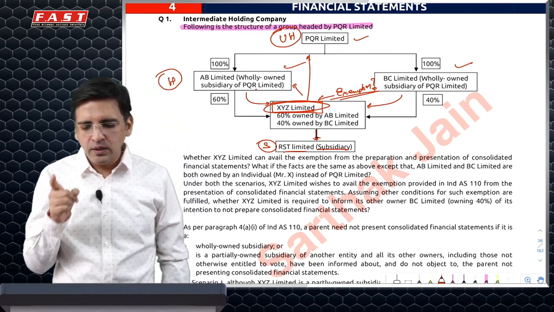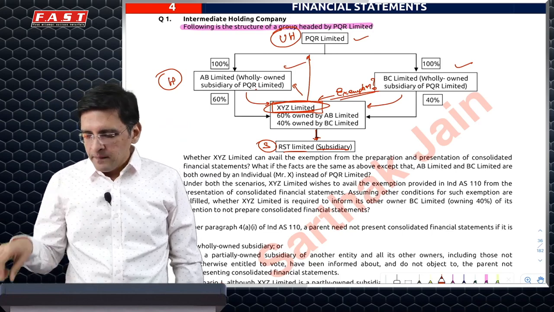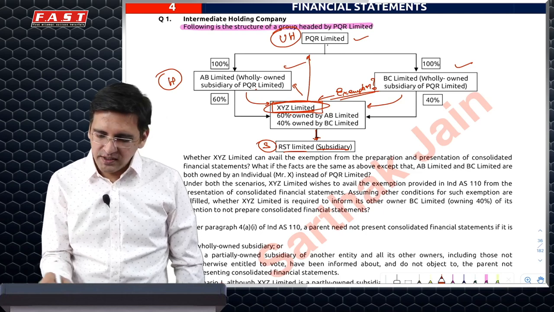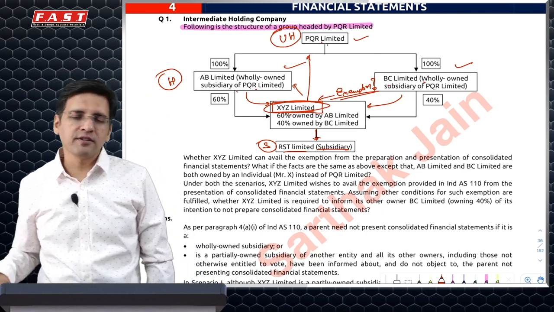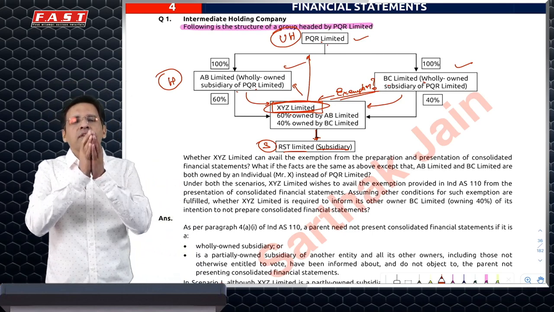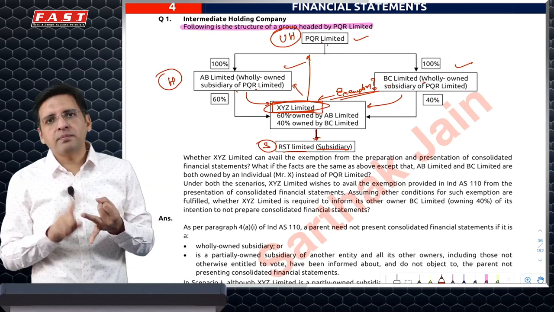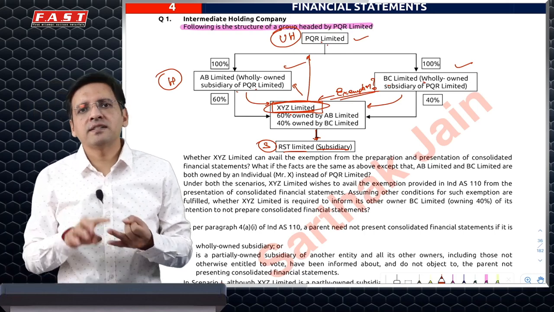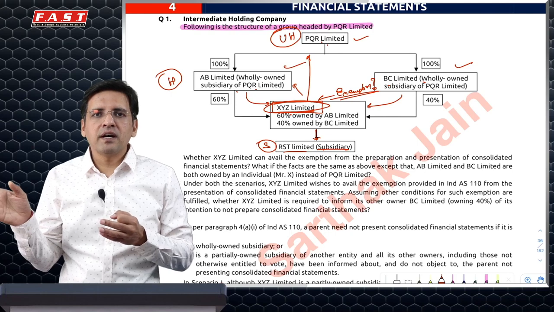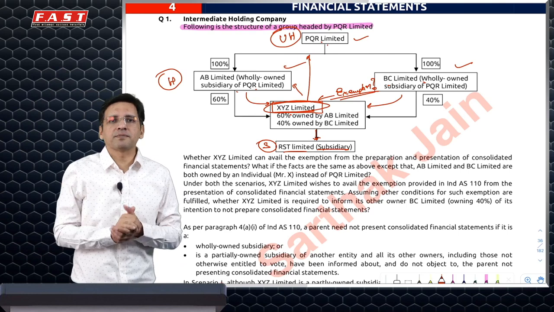Now, in this case, if PQR Limited is a company which is preparing financial statements as per Ind AS, then XYZ is a 100% subsidiary of PQR, because 60 plus 40 are both owned by two subsidiaries of PQR. So two subsidiaries having a 100% stake in a company will make it a 100% subsidiary of PQR. Hence, XYZ, if it is an unlisted company and PQR is presenting financial statements, is exempted. They don't even have to consult or discuss with BC Limited, the other shareholders, because here the ultimate holding company has a 100% subsidiary.